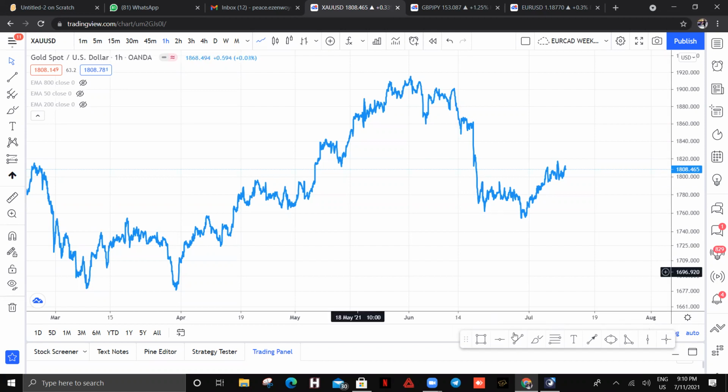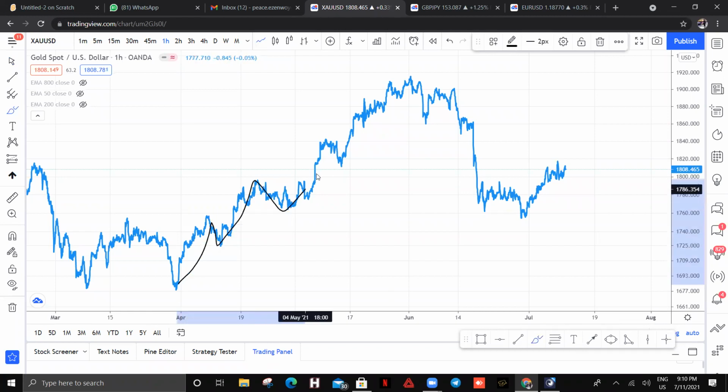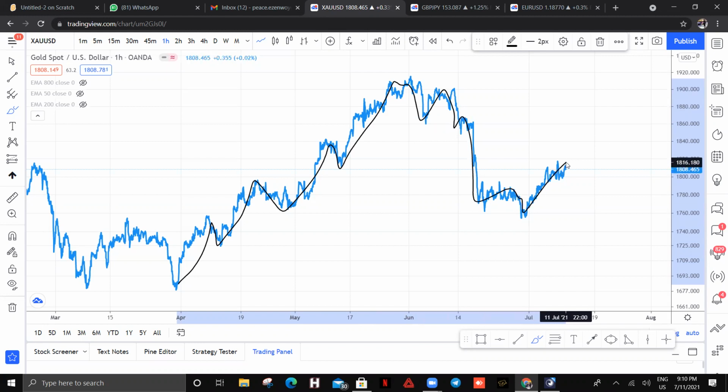Let me change this to pencil. Price went all the way to this place. It came down here, did this, came down here, did this, came down here. You can see it. Consolidated, broke here, came back up and started going down. You can see it, consolidation here and this way.